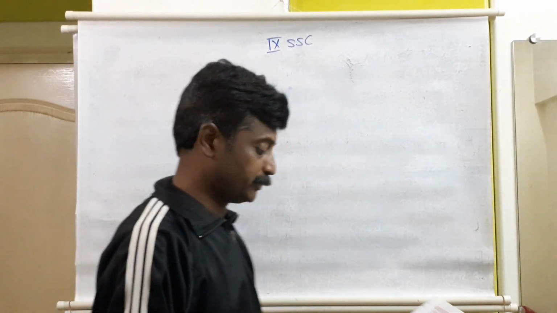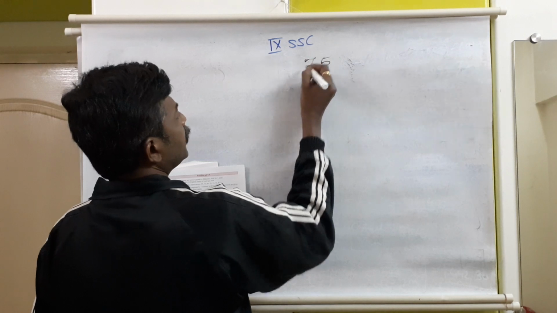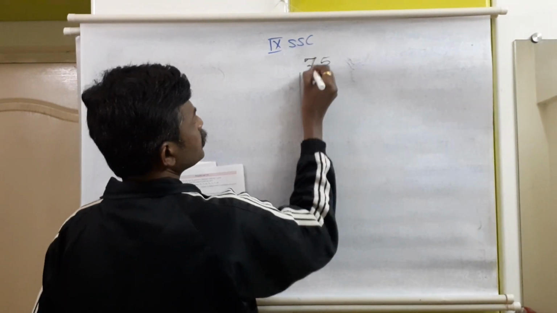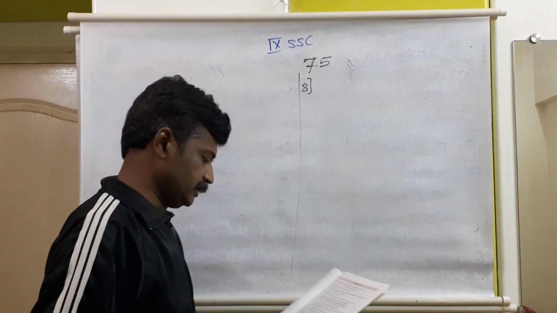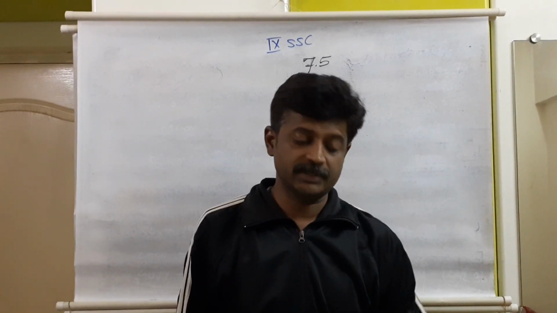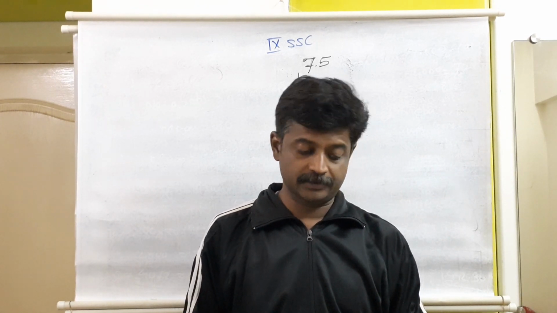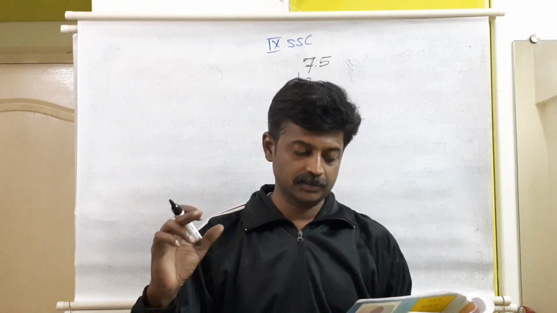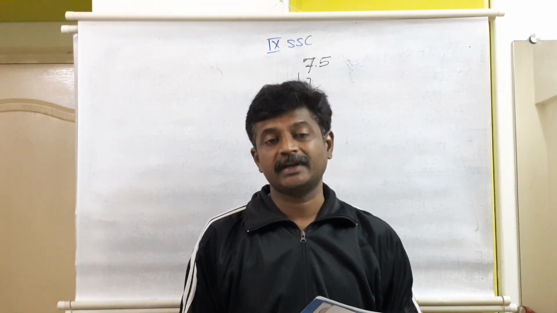Let us continue with question number 8 of 7.5, on page number 125. The following 10 observations are arranged in ascending order. Already they are arranged in ascending order. If the median of the data is 11, find the value of x.